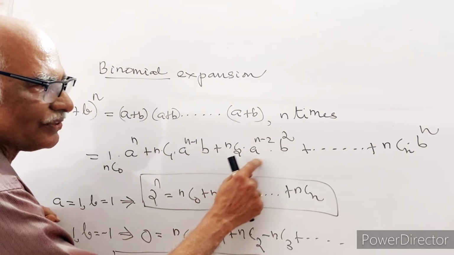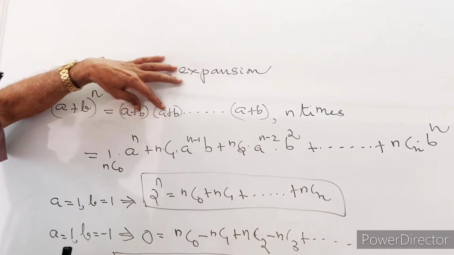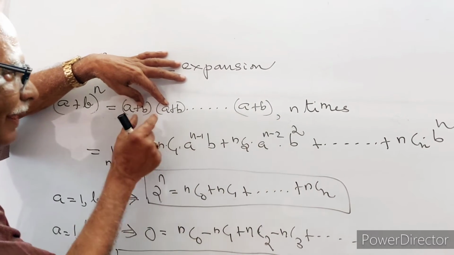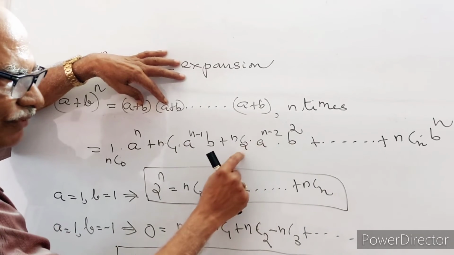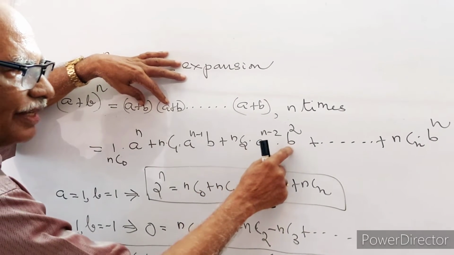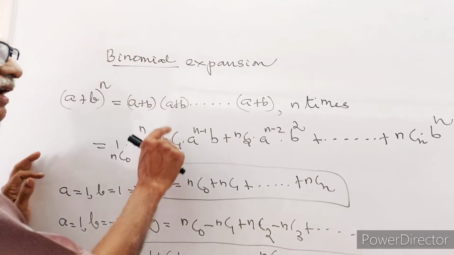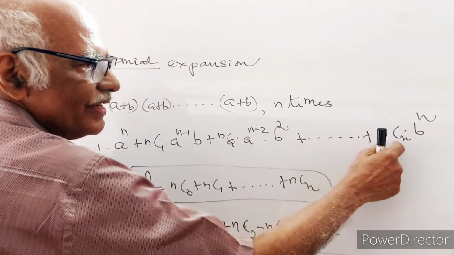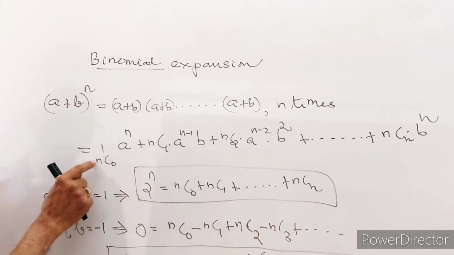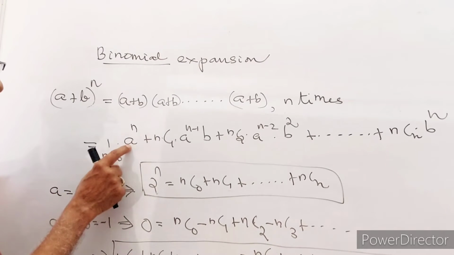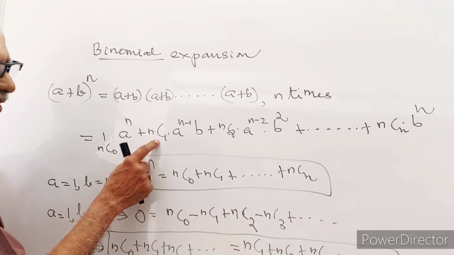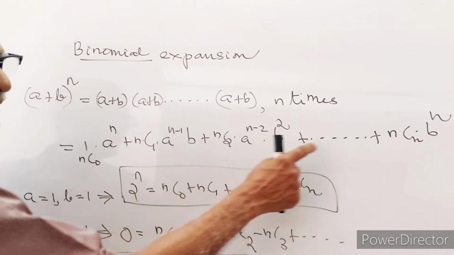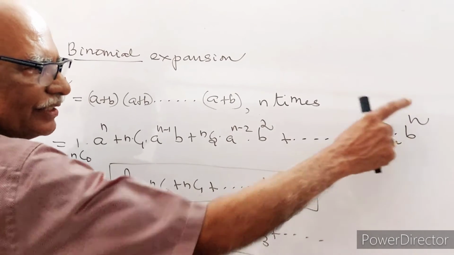Now for a raised to n minus 2 b squared, you take two things at a time. It can be done in nC2 ways, and a from the remaining and b from those two will give you b squared. So finally you get nC2 a raised to n minus 2 b squared. Finally, b taken n times is b raised to n, and nCn is 1. So the coefficients come as nC0 a raised to n plus nC1 a raised to n minus 1 into b plus nC2 a raised to n minus 2 into b squared plus etc., up to nCn b raised to n.